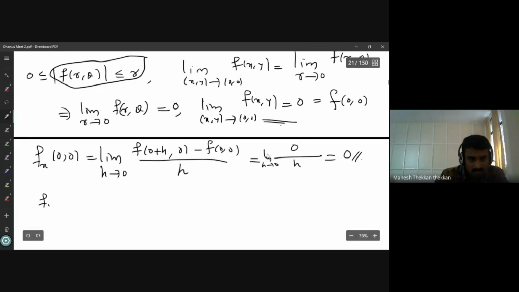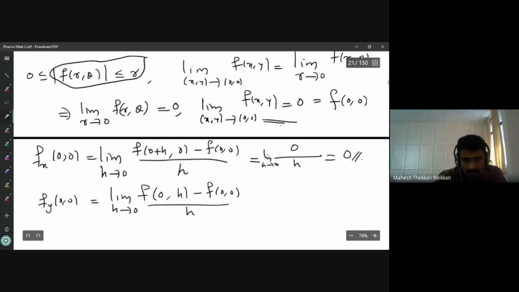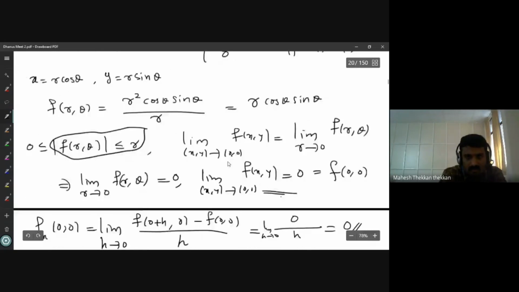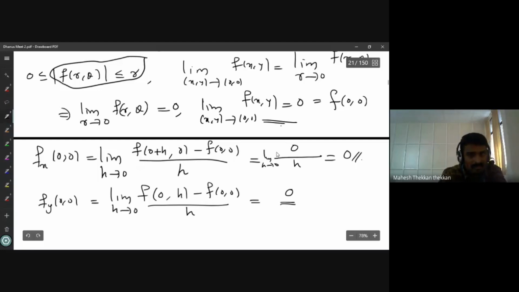Now similarly, look at fy at (0,0). That is the limit as h tends to 0 of f(0, h) minus f(0,0), divided by h. That is again 0, because here you have x into y and x is 0. So both partial derivatives exist and they are 0. But from this information we cannot conclude anything.